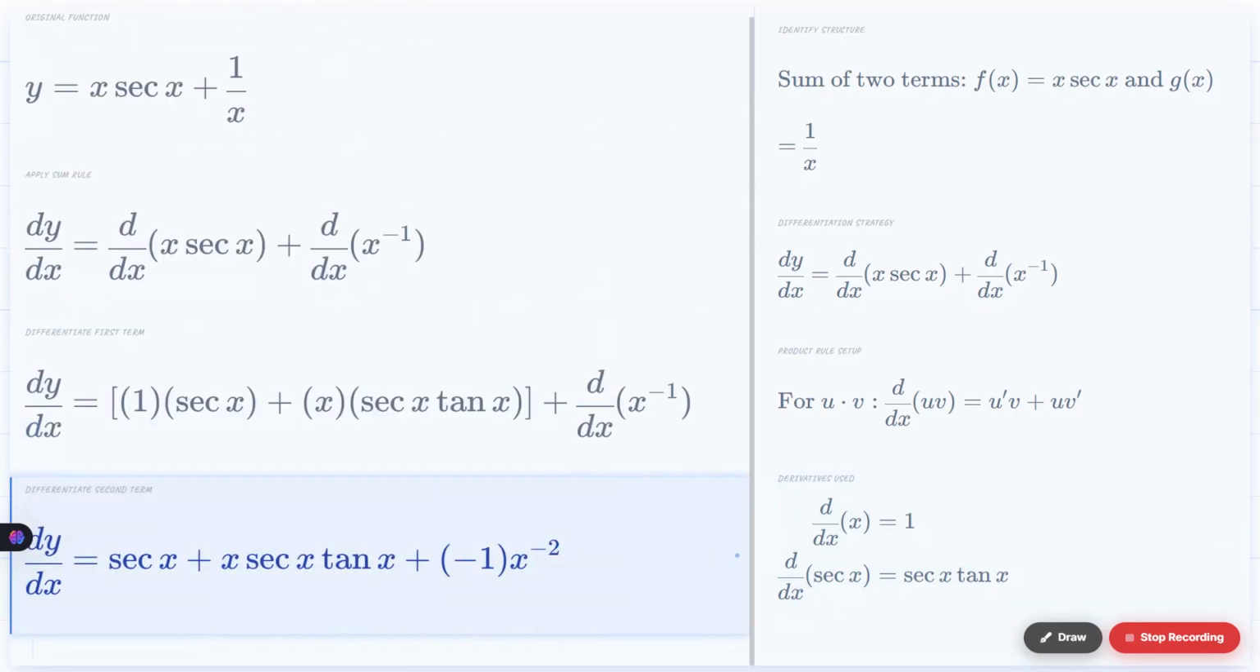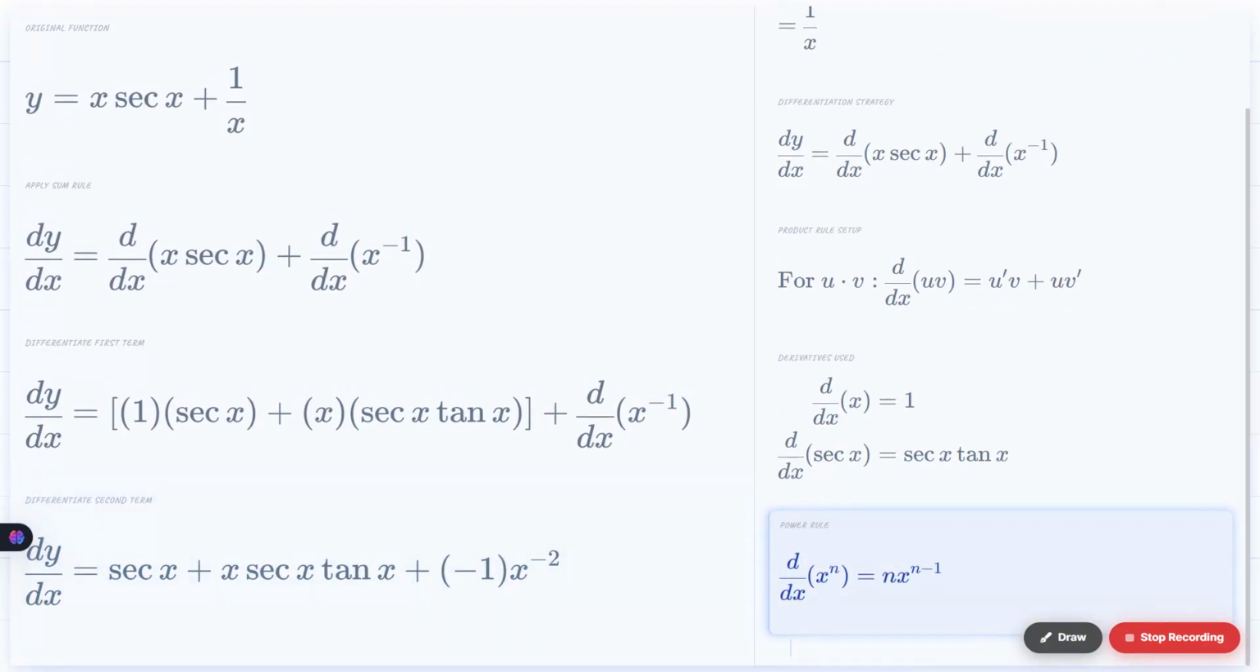We write the new equation as sec x plus x times sec x times tan x minus 1 times x to the power of -2. We do this to combine our work from the first part and the second part. Using the correct derivative rules gives us these pieces.